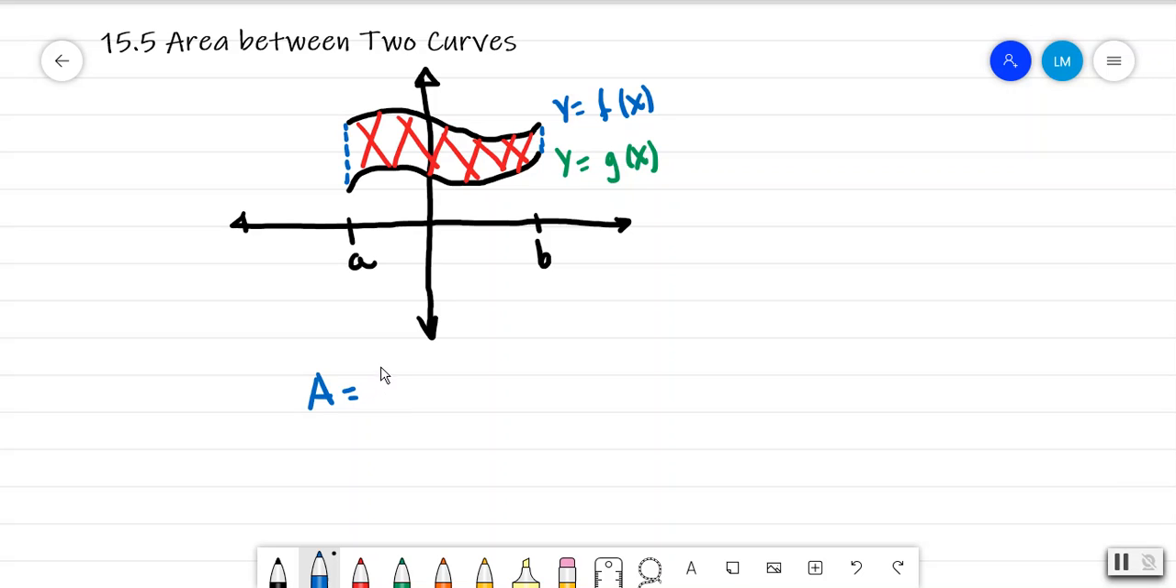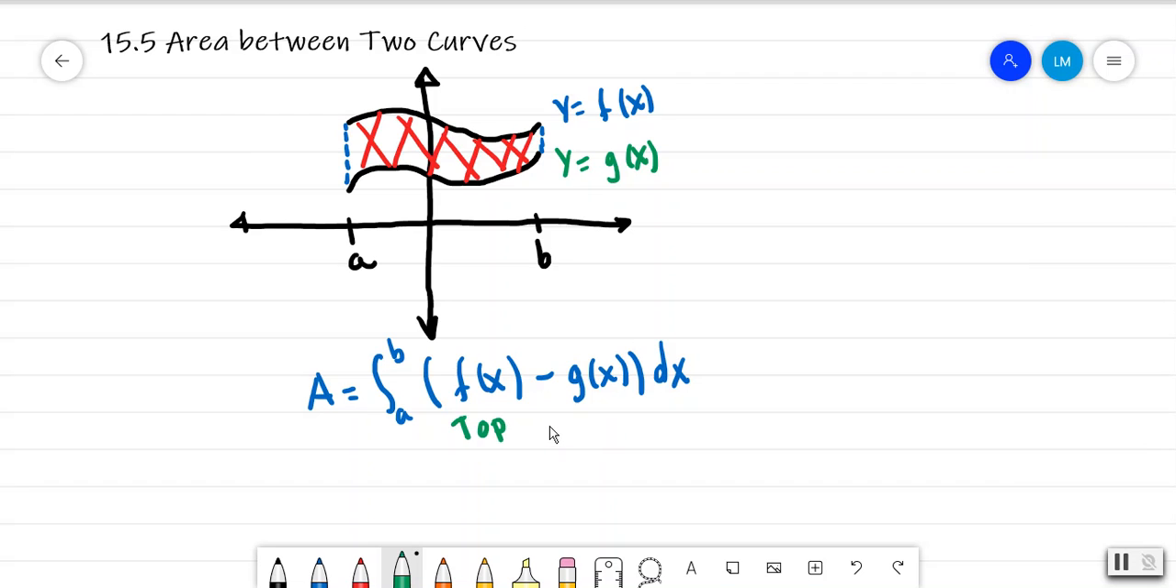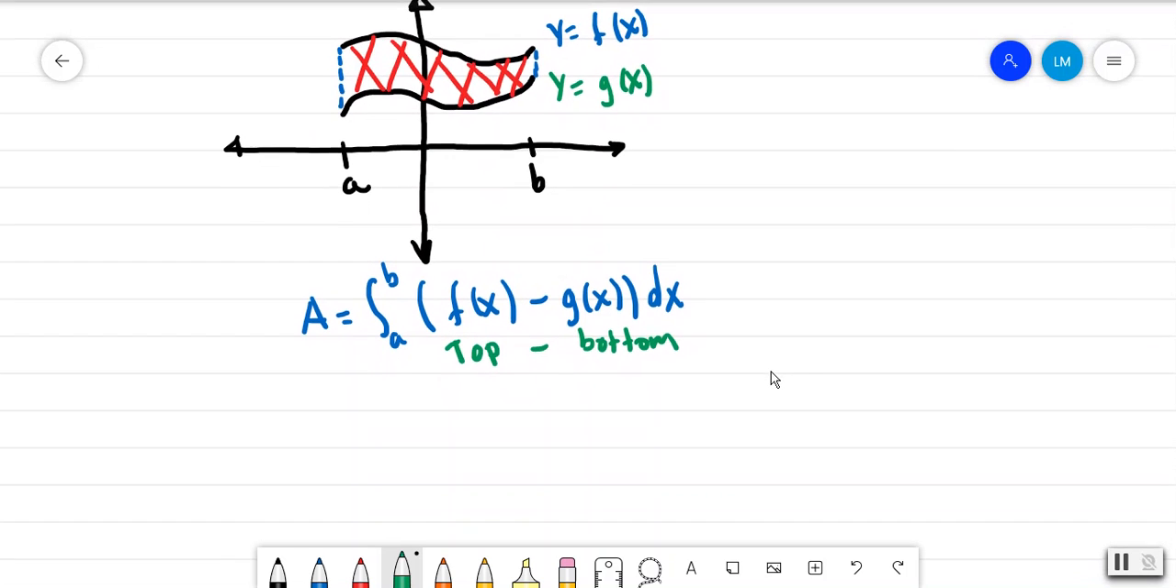So what that means is that we have to integrate from A to B, and we have to take f of x and subtract the other function, g of x, and then dx. Now, in essence, this is what we call top minus the bottom. All that we need to do is know which function is higher between a and b, which means that we could always just choose an intermediate value.